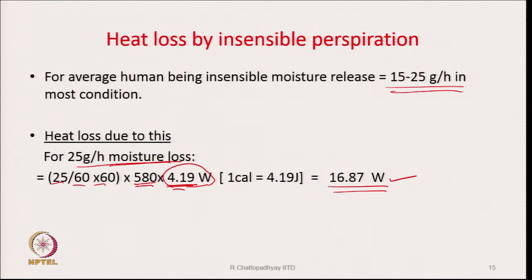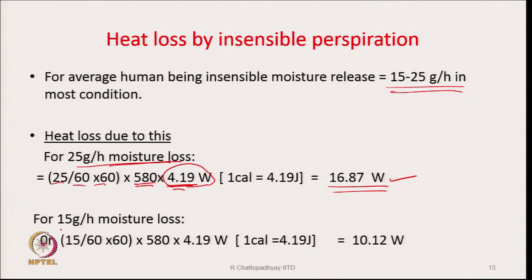That means, if the body is releasing around 25 gram per hour of moisture, then at the most 17 watt of heat will be lost. In the other scenario, where we are generating 15 gram of moisture per hour, it is going to be around 10 watt of heat. So, the insensible moisture which we are continuously generating helps us to lose some amount of body heat, but it will vary between around 10 to 17 watt.